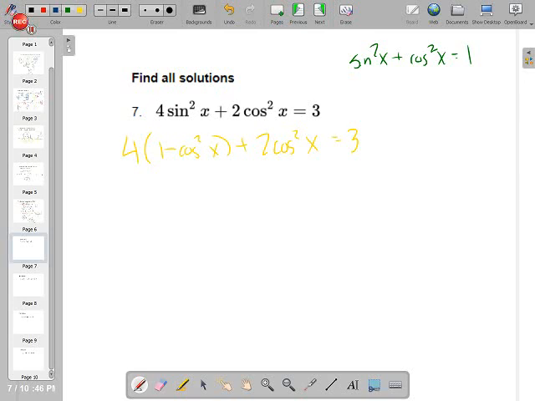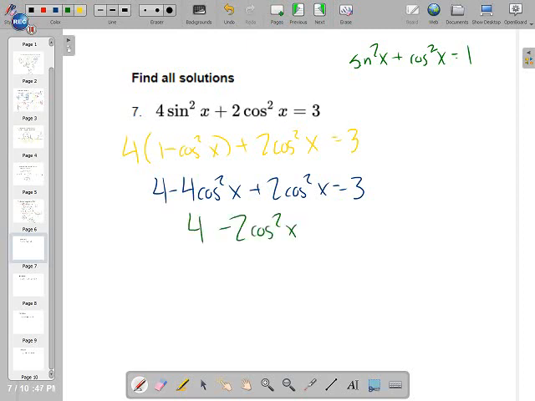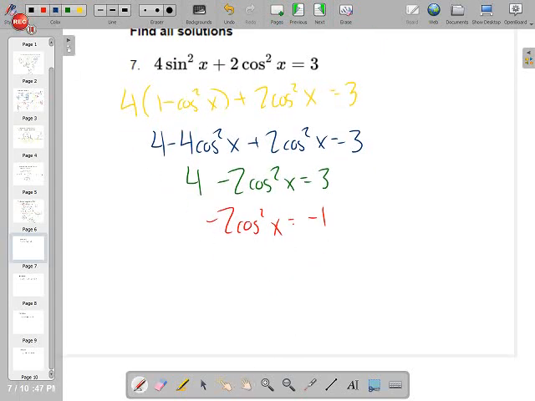So when I distribute, I get 4 minus 4 cosine squared x plus 2 cosine squared x equals 3. And I'll combine some like terms. These are both cosine squareds, so if you have negative 4 and you add 2, that's negative 2 cosine squared x's. I still have that 4 out front. If I subtract 4 on both sides, I have negative 2 cosine squared equals 3 minus 4 is negative 1. And now I can get cosine squared by itself, so cosine squared x equals 1 over 2. We're getting warmer, but I don't care what cosine squared is.